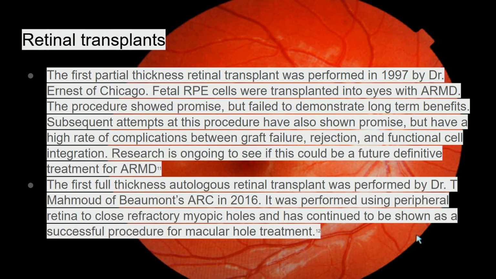And then moving on finally to retinal transplants. The first partial thickness retinal transplant was performed by Dr. Ernest of Chicago, and that used fetal RPE cells that were transplanted into eyes with AMD. Now, it showed promise, but it really failed to demonstrate long-term benefits. There have been several subsequent attempts to replicate this procedure and to try and perfect it a little bit more. And some of those studies have shown promise, but nothing conclusive long-term.